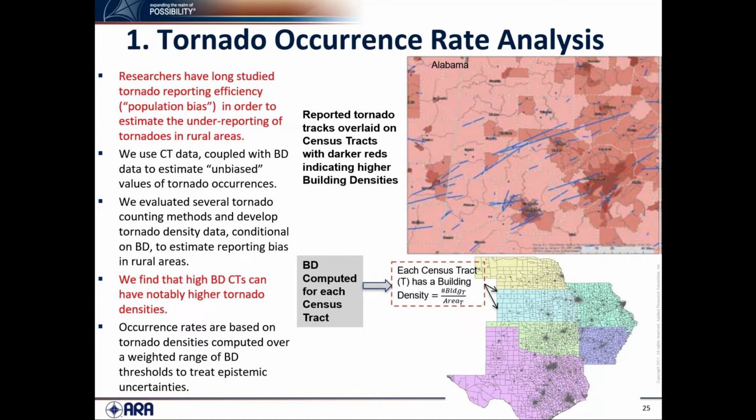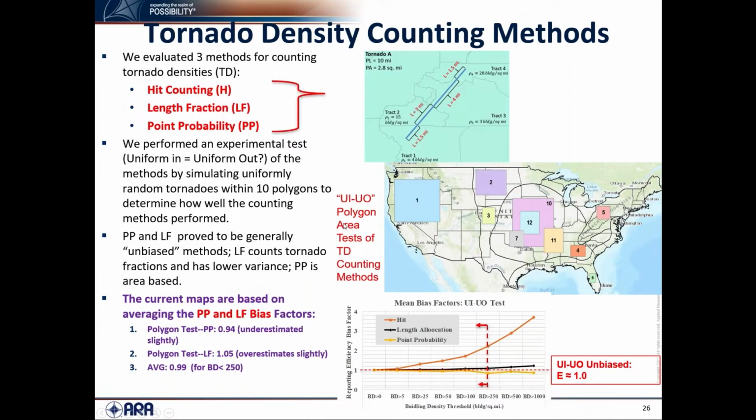Now, yes, we have trees and power poles and a few other damage indicators, but of course there are even fewer power poles and other kinds of infrastructure when we're out there in the open country. So ultimately we used that. We found that when you have higher building counts, you have higher tornado densities. We did a few different methods.